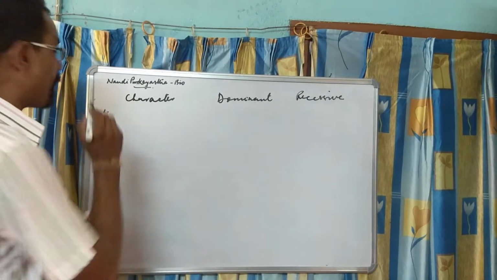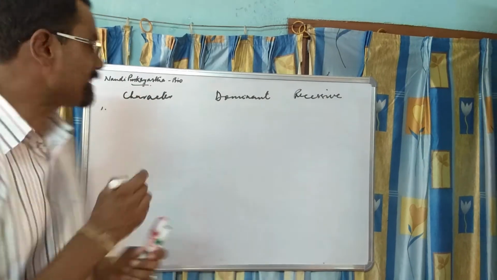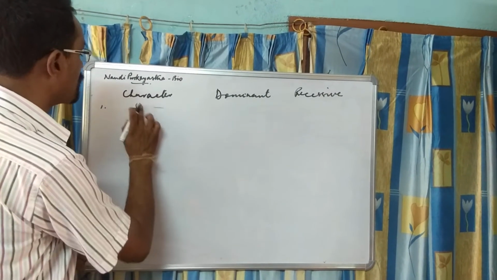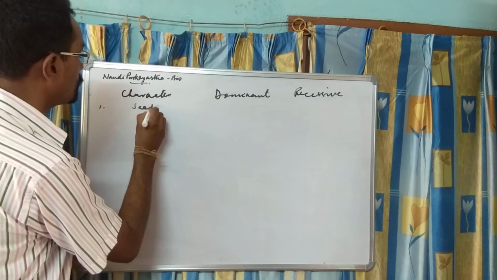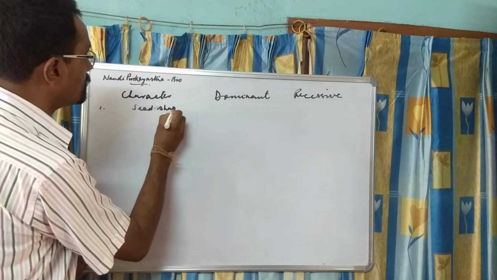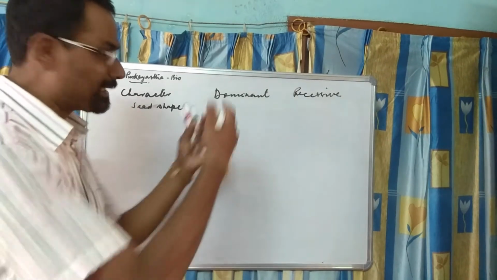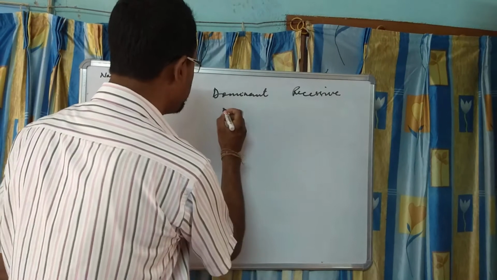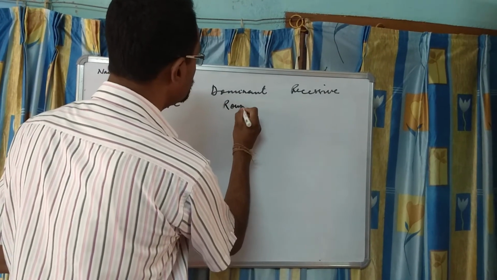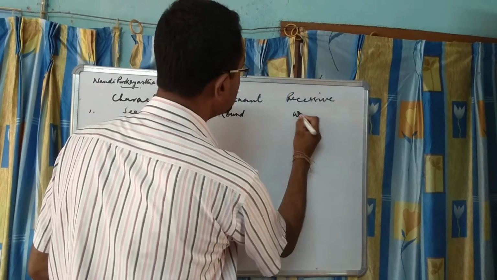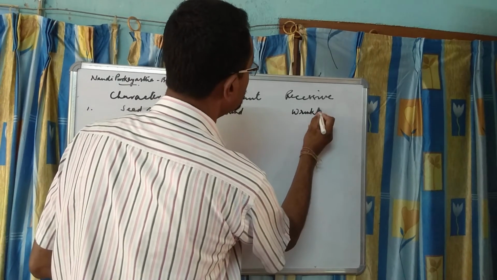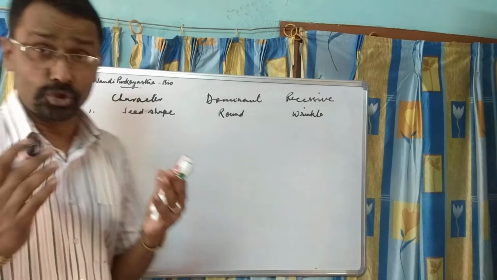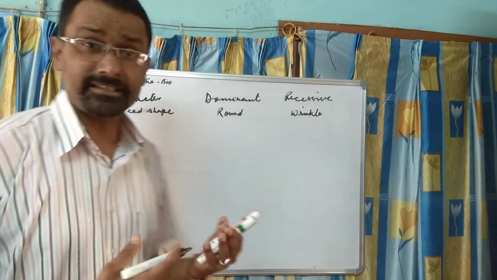So, character number 1. First of all, I will be going for seed shape. Seed shape. The dominant one, as per the expression we have found on a number of occasions, is round. And the recessive is wrinkled. These were all found by whom? Georg Johann Mendel. He was actually a priest.